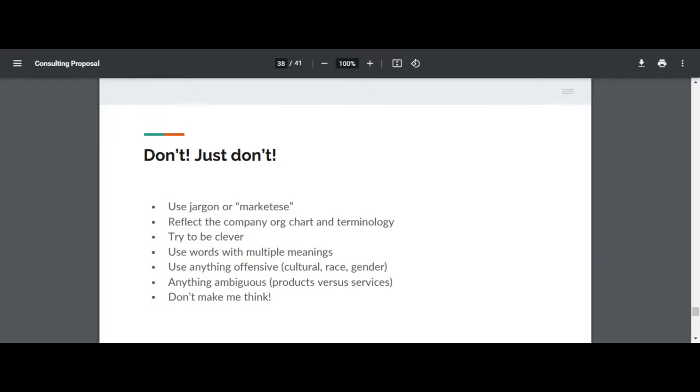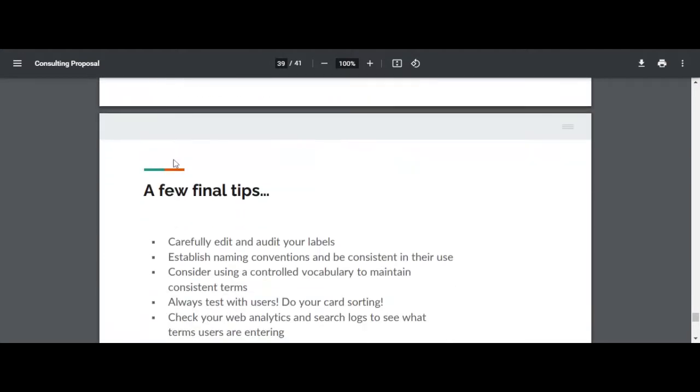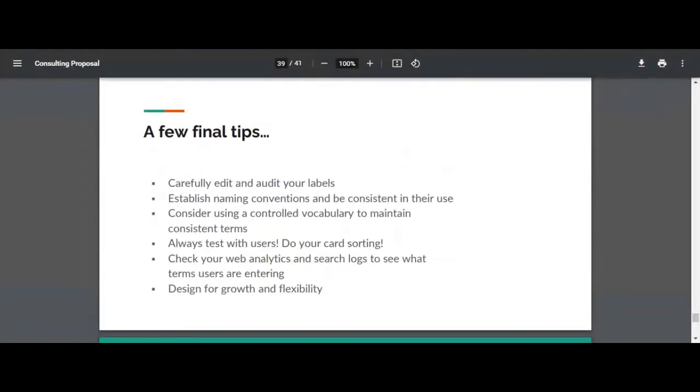So again, the same rule applies. From the moment that we don't know what something means, it's time to go back and rethink, involve some people and do some tests. You can do some very quick informal tests with your people. A final few tips: carefully edit and audit your labels. So you're going to have a chance this week to rethink some of the labels that perhaps you're not 100% sure about. This could be a good opportunity to redo that as well, so you can rethink some of the labels for your navigation.